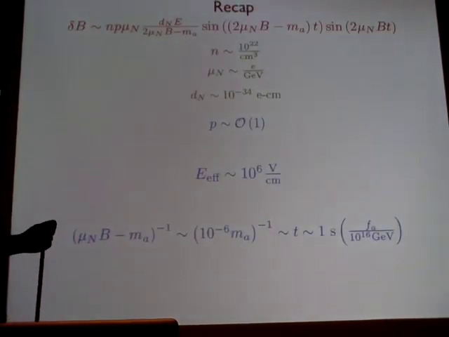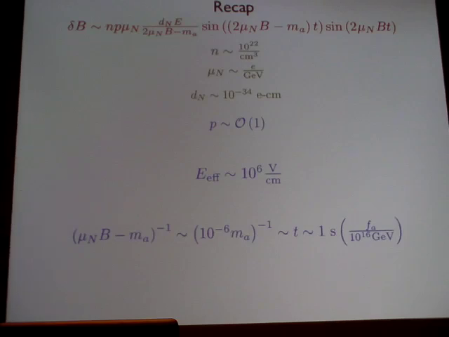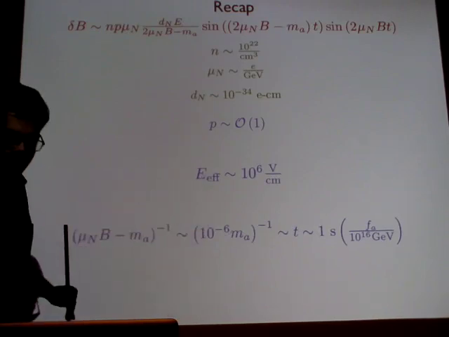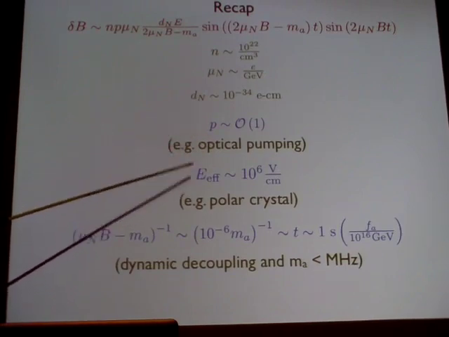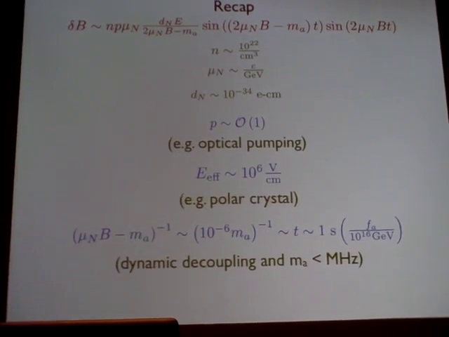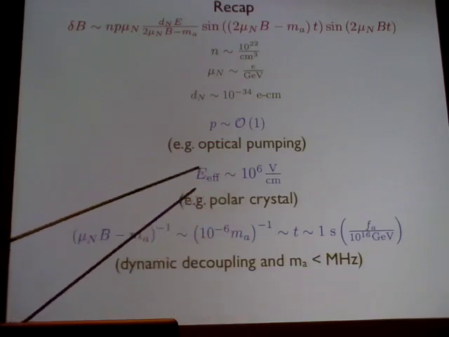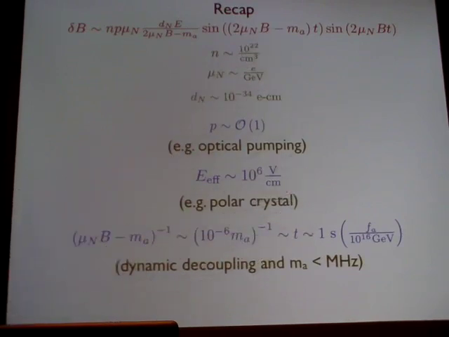All right. So here is the brief recap, right? This is the formula that I had from one of the few slides earlier, the value of the magnetic field, and these are the numbers that I require. So, order 1 nuclear polarization seems possible. It requires some fancy techniques, but techniques that have been demonstrated. Large effective electric fields possible, okay, in these polar crystals, and one can indeed build the coherence linearly for about a second.